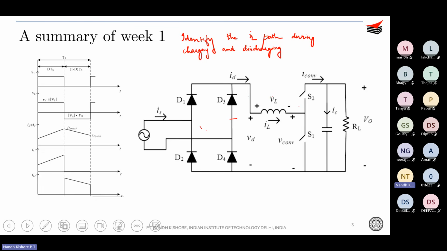There can also be cases where the input voltage is having only one polarity, as over here, but there can be cases where your input voltage would be bipolar. We will see that as we go along the course. In that case, you will identify the inductor path during charging and discharging, during positive polarity of input voltage as well as negative polarity of input voltage.